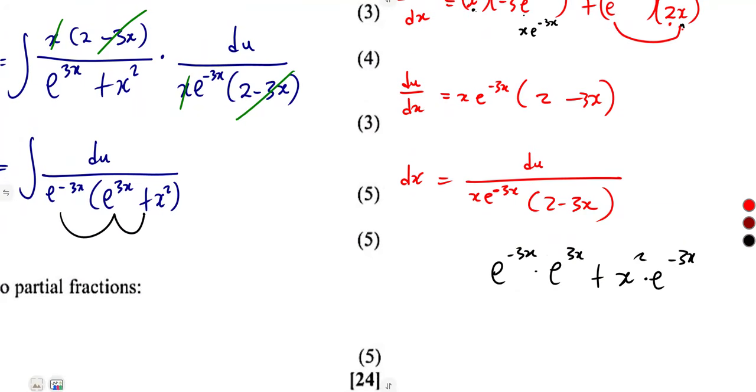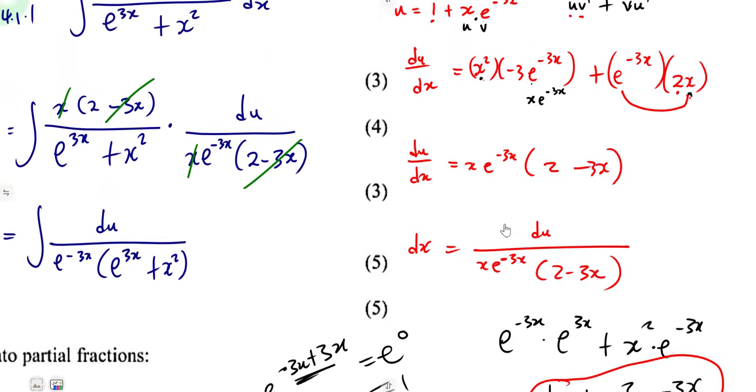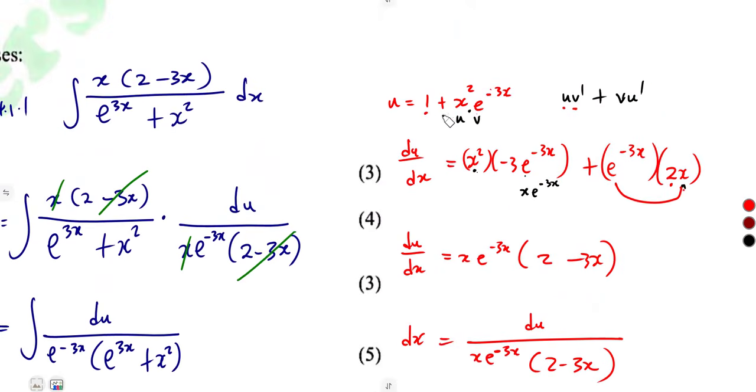You expanded the brackets. And here, since we are talking about the same base, you simply have to add the exponents under multiplication. So that gives us 0, e to the exponent of 0, which is 1, plus x squared e to the exponent of minus 3x. Guys, if we look at the part that we're given, this part here is exactly our u.